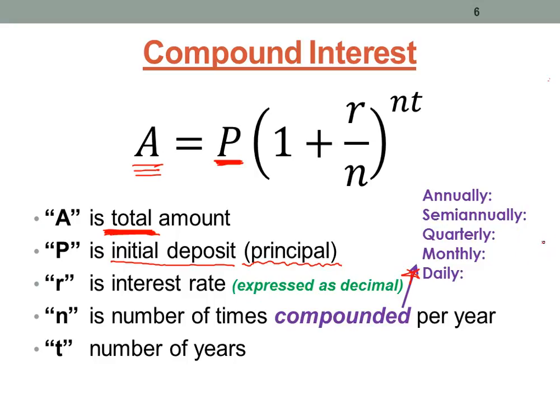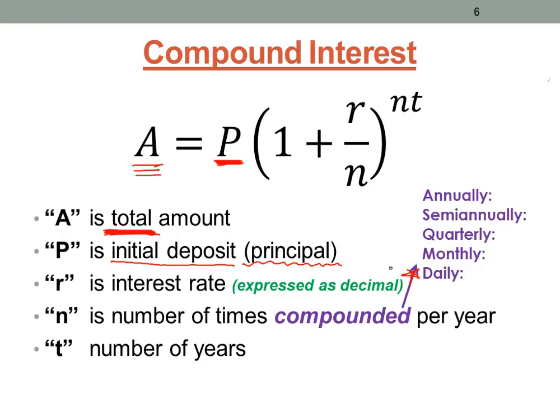So when we think about compounded, compounded means carrying over. So I can carry over annually or semi-annually or quarterly, monthly, daily. And that's going to tell me how many times my money is gaining interest. So the more times I gain interest, the better. So daily would gain more money than annually. The more times I'm compounding, the more money I make.